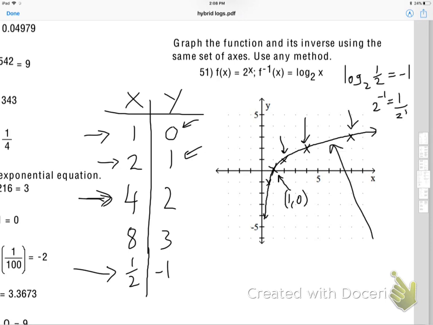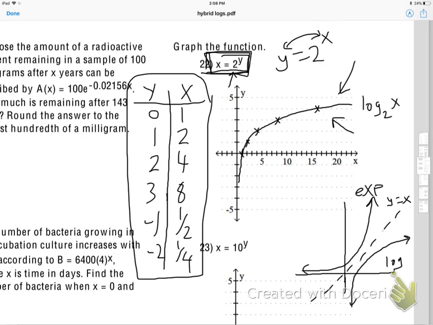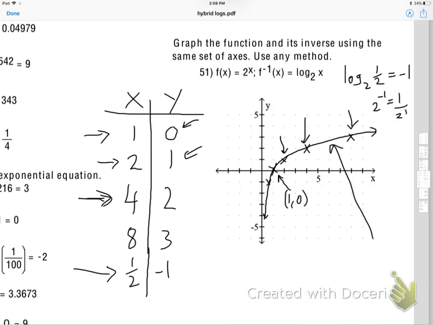This is the basic look of every log graph. It doesn't matter too much what the base is, but it will definitely look something like this. And if I go back to the previous slide, remember, here it is. There it is. Right, so if I look at some other ones.